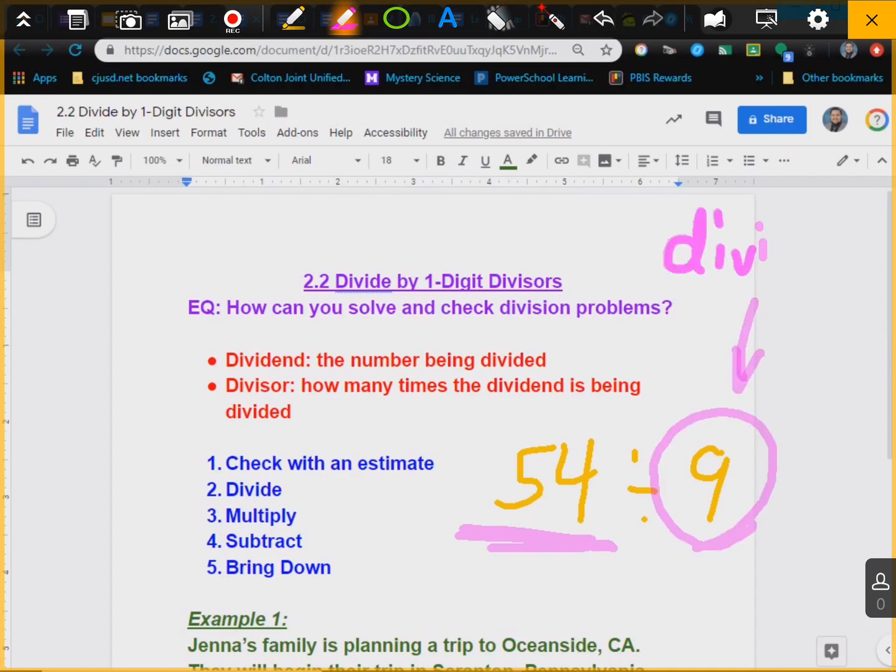And if you want to write this down so you can remember it, I would recommend doing that. Okay? So that's the dividend, and that's the divisor.